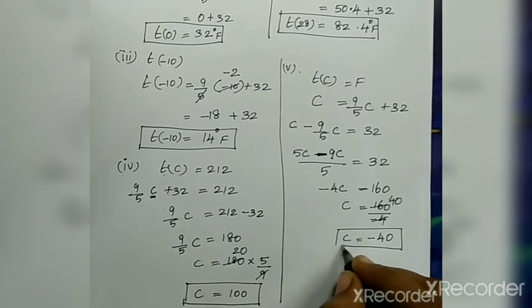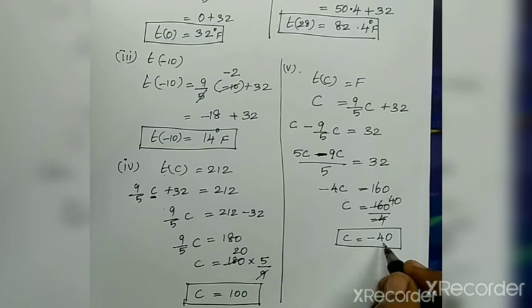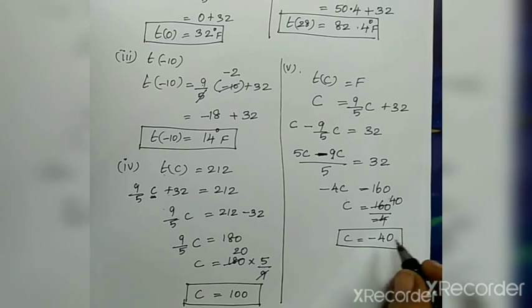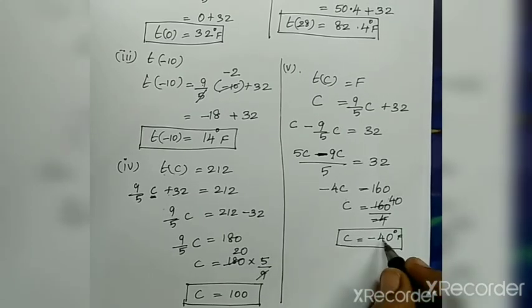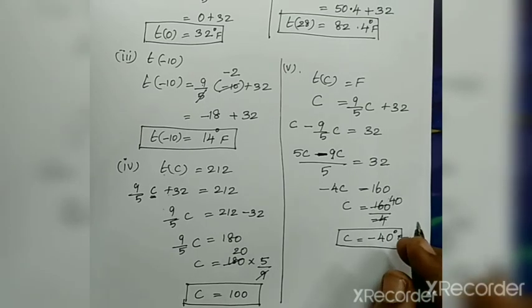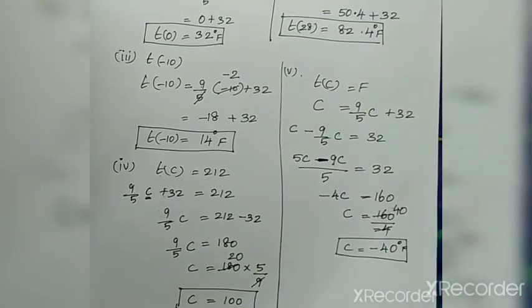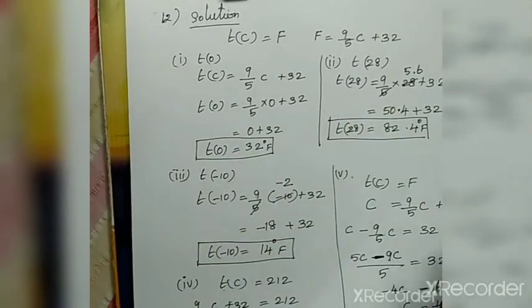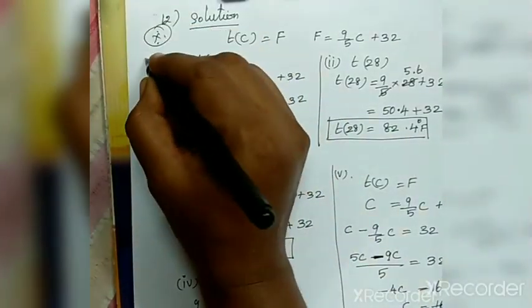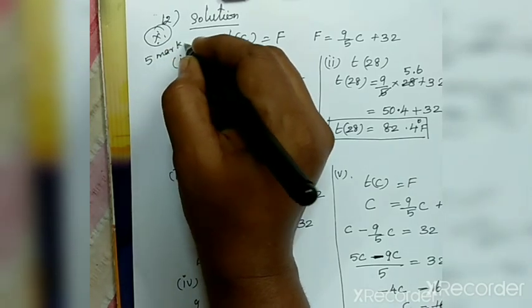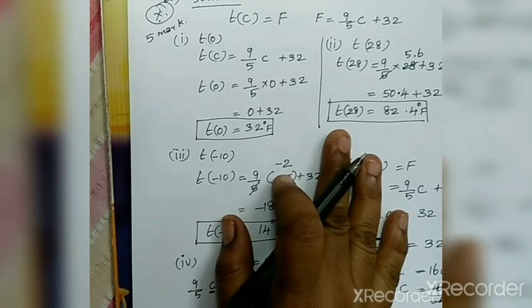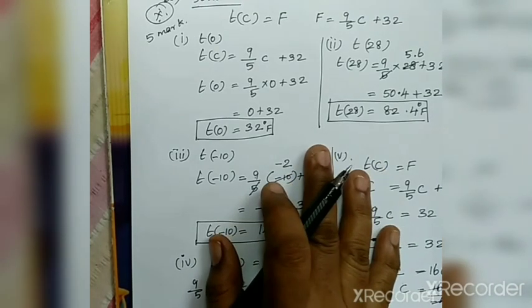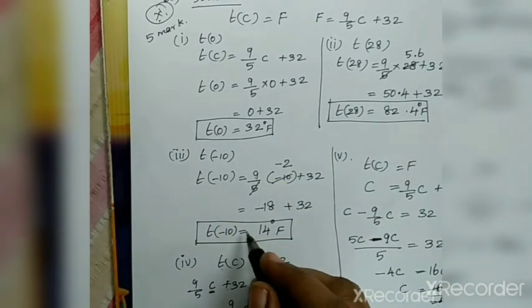So what does it mean? It means when the Celsius value is minus 40, then the Fahrenheit value is also minus 40. So at minus 40 degrees, the Celsius value and Fahrenheit value remain the same. This is the answer to the 12th question. This is very, very important. This will come under the 5 mark questions. Okay, do you understand? The same model example sum is given, so do the example sum and send it to me. Okay, thank you boys.